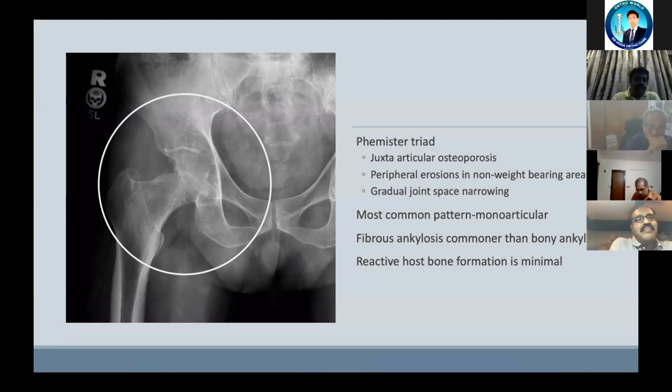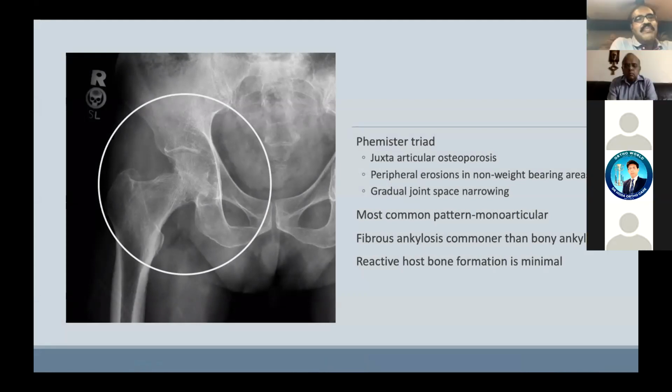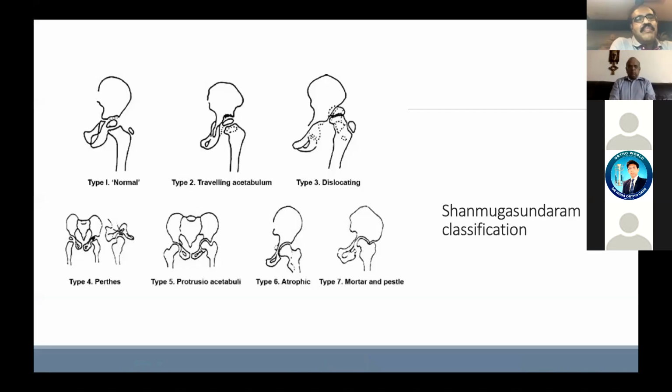Most commonly, it's a monoarthritis, and fibrous ankylosis is more common than bony ankylosis, and reactive bone formation is not seen. That's how you can differentiate it from pyogenic arthritis. This is the Shanmuga Sundaram radiological classification of tuberculosis.